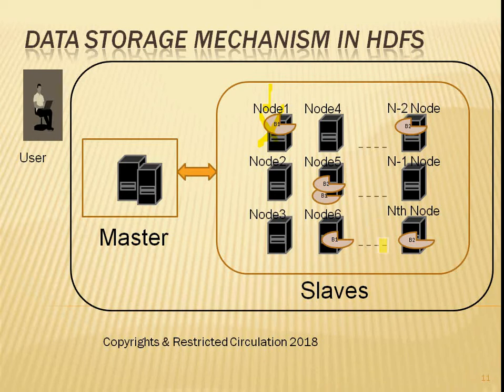Fine. Now again, let's suppose this node is down or has failed for any reason. Don't worry about it, data is still available. Why? Just a minute here. Okay, this B2 block is still there. Where? It exists in the n-2 node, it exists on node 6, node 5. Fine. And the master has all this complete information about where my blocks exist.